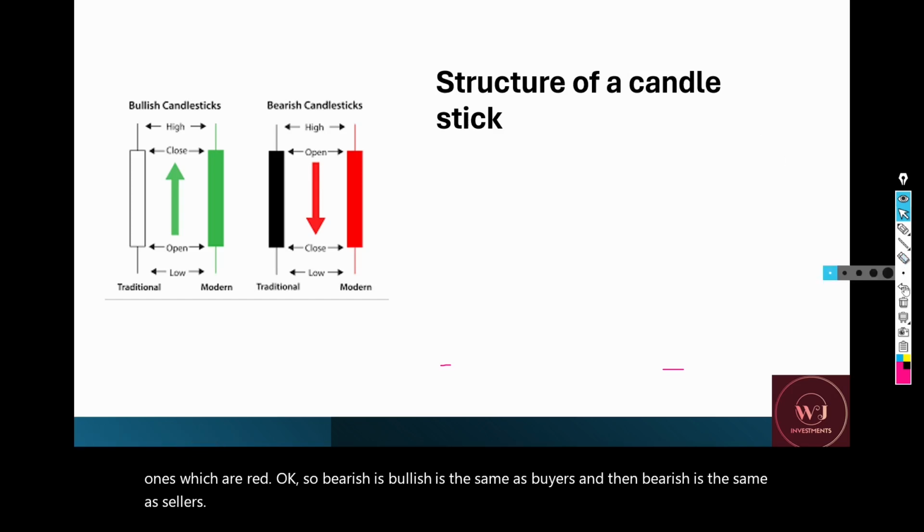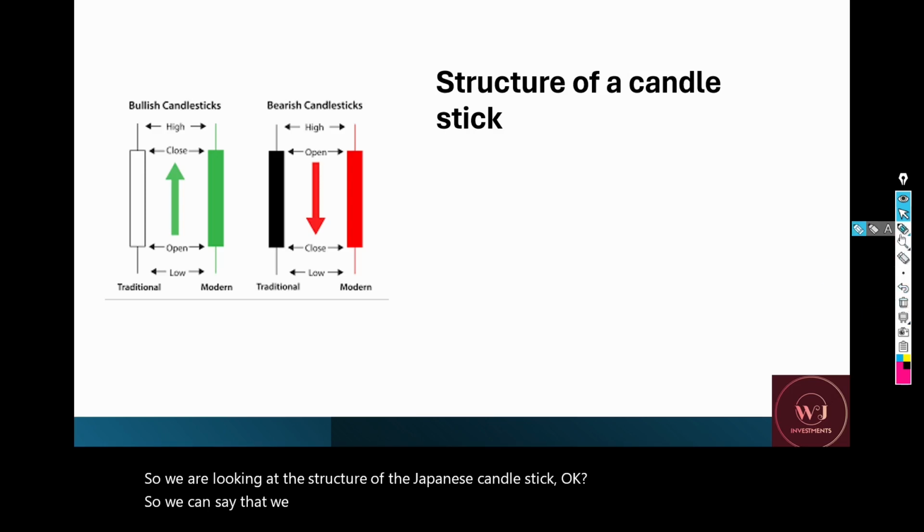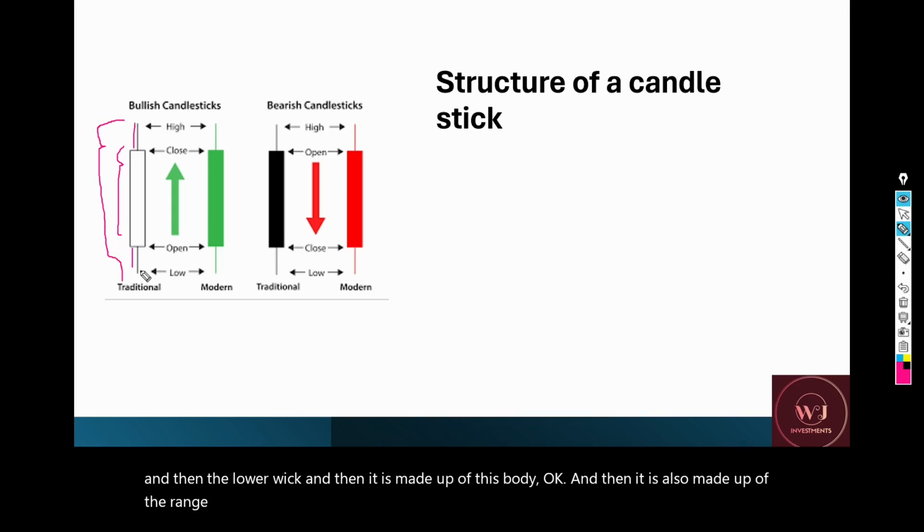So we are looking at the structure of the Japanese candlestick. Okay, so we have said that a candlestick is made up of the upper wick, this line here, and then the lower wick, and then this body. And then it is also made up of the range. The range is from the low to the high of the wicks.